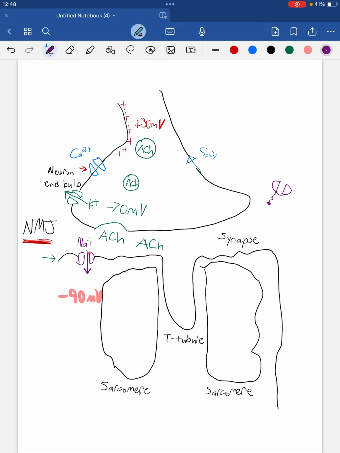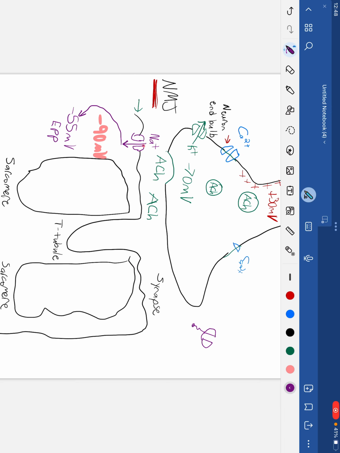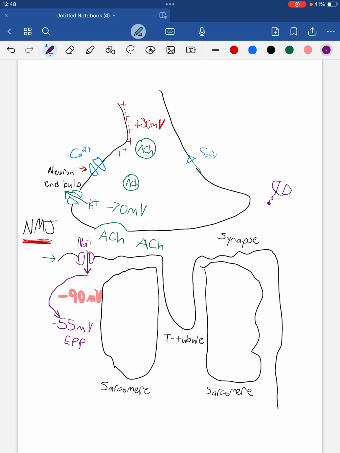As sodium is moving in, we're moving toward our membrane potential, also known as the end plate potential, of negative 55 millivolts. Call this the end plate potential. So because of this sodium, we're getting closer to that end plate potential of negative 55.